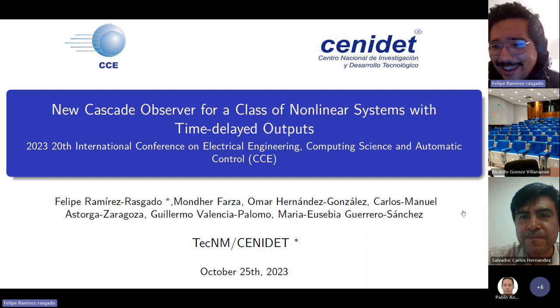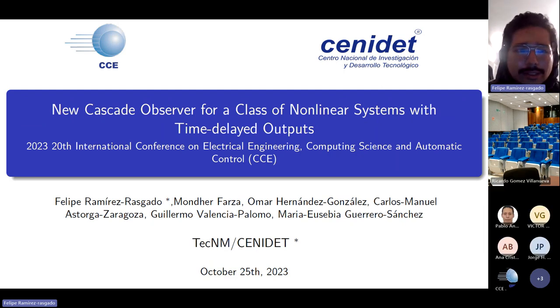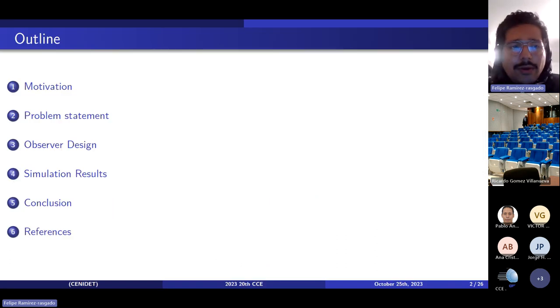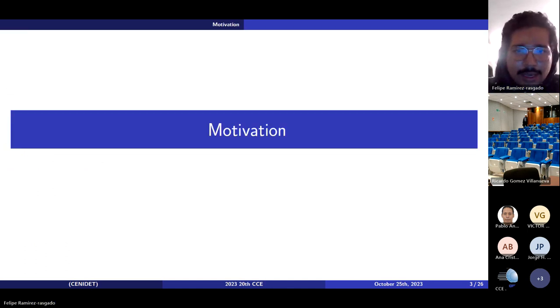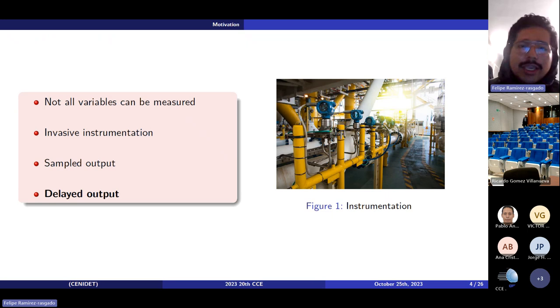Go ahead. Thank you. Hi, my name is Felipe Ramirez Rosgado, and I will present the following article titled "Escape Observer for a Class of Nonlinear System with Time Delay Outputs." This work has been developed between the Université de Caen. So the outline of the presentation is the following. First, a brief motivation of the authors' work, then a problem statement, the observer design, the simulation results, the conclusion, and the references.